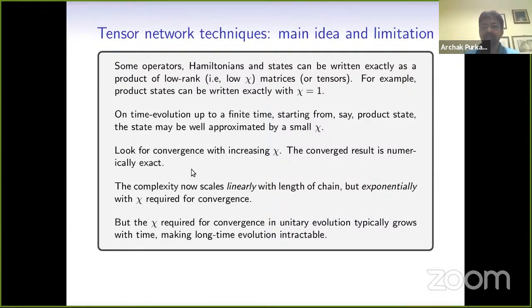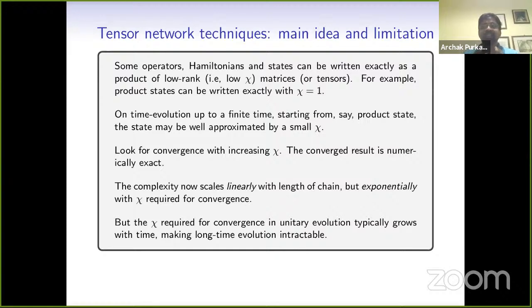How has this solved the problem of exponential Hilbert space? Now the complexity scales linearly with the length of the chain. However, it scales exponentially with the bond dimension required for convergence. So we have exchanged this thing. But the bond dimension required for convergence in unitary evolution typically grows with time and makes long time evolution still intractable. So up to some finite time it's very good, but after a long time it's bad.